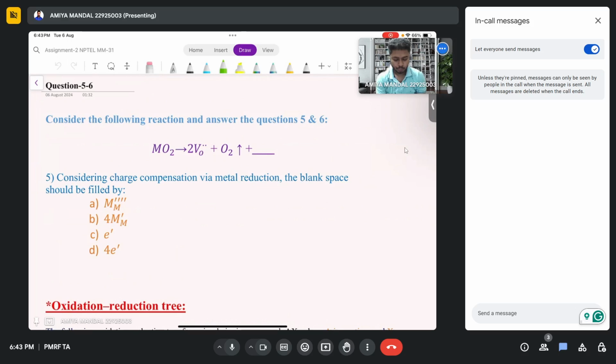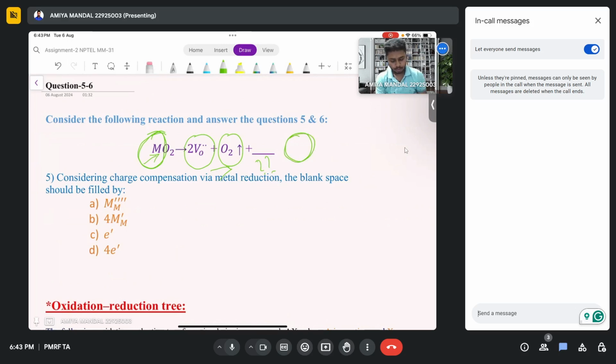In MO2, M is a cation, which is how the vacancy is created, with oxygen leaving from the crystal site. And what should be the metal? What should be the metal reaction? What should be this cationic position?